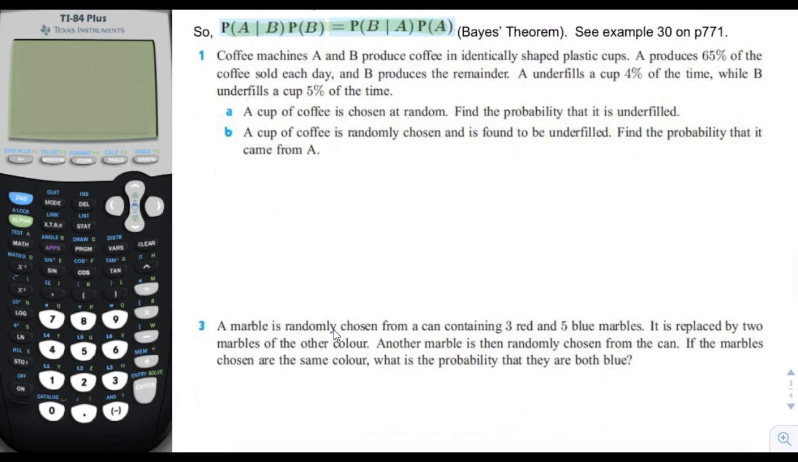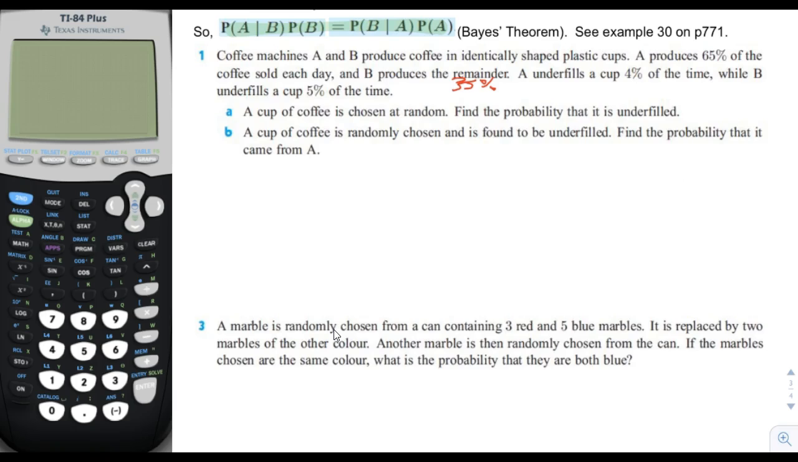Coffee machines A and B produce coffee in identically shaped plastic cups. A produces 65% of the coffee sold each day, and B produces the remainder. A underfills a cup 4% of the time, while B underfills a cup 5% of the time. So basically, B produces 35% of the coffee sold each day. A cup of coffee is chosen at random. Find the probability that it is underfilled.